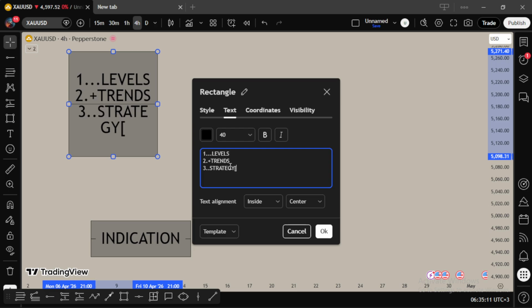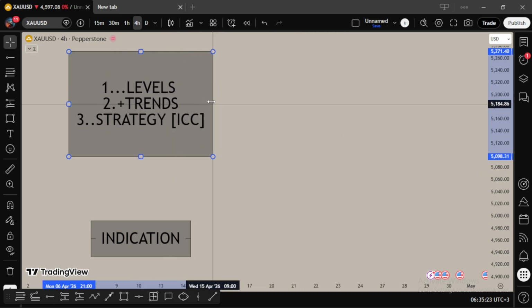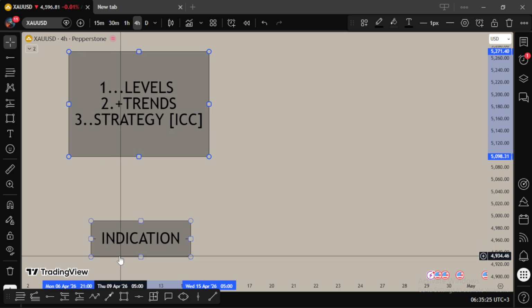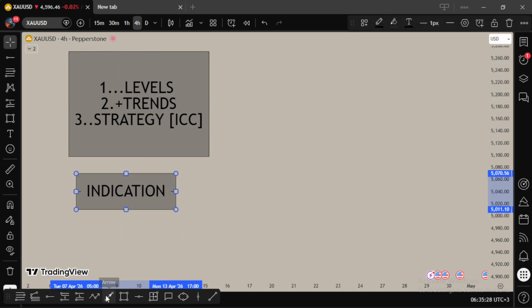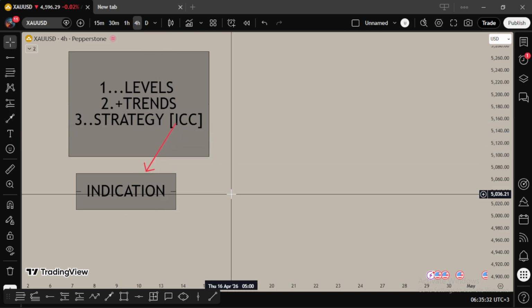In brackets, let me call it ICC. So we are going to work on the I today. The I in ICC is the indication, and I'm going to give you examples from the market.